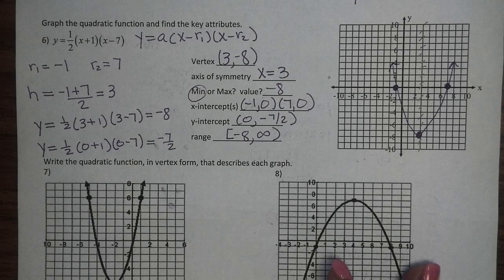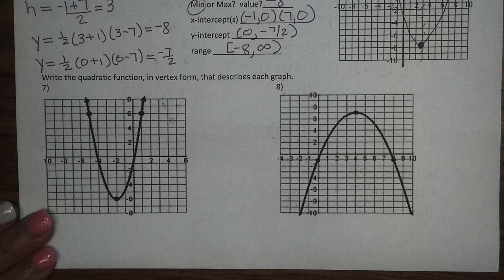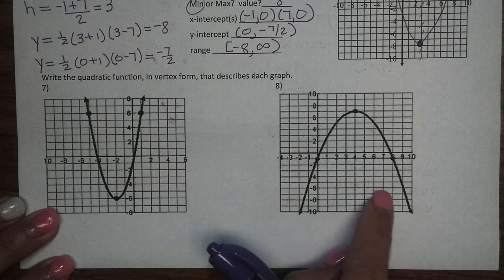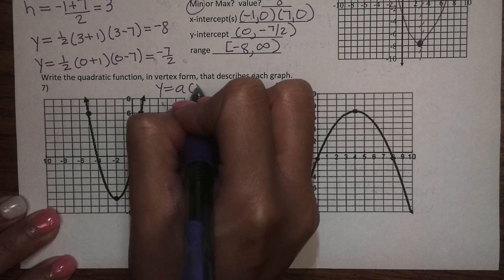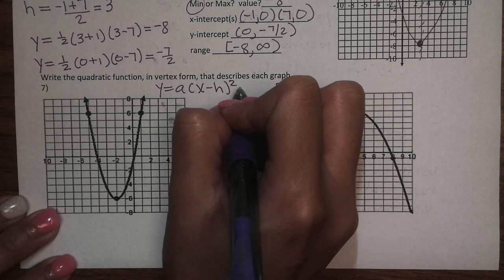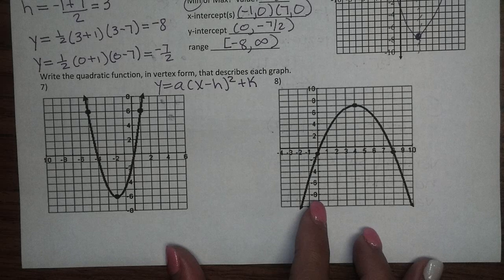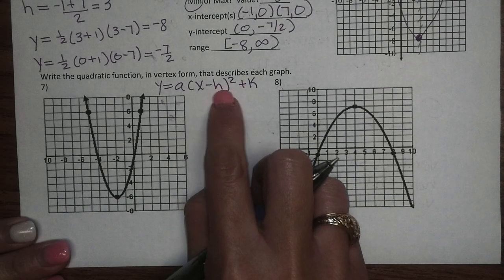Obviously, you need to practice these. And finally, now you need to write the equation in vertex form that describes these graphs. Remember, vertex form is y equals a(x minus h) squared plus k. In order to write the equation, the very first thing you need is to find the vertex so you can plug in the h and k.